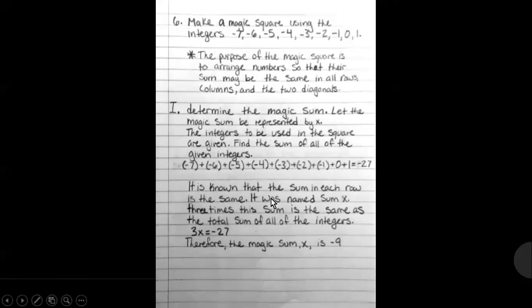-27. It is known that the sum in each row is the same. It was named sum x. 3 times this sum is the same as the total sum of all the integers. So 3x equals -27. Then we divide -27 by 3. Therefore, the magic sum x is going to be -9.